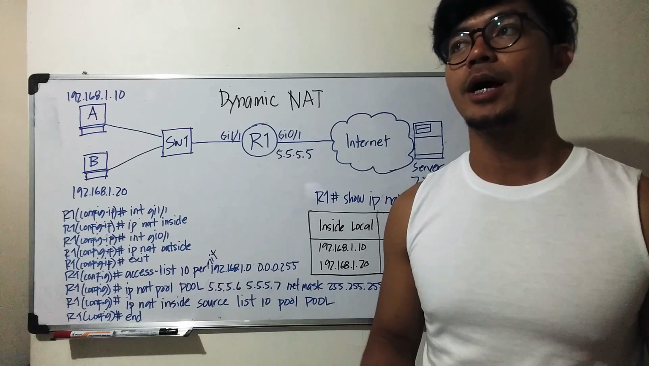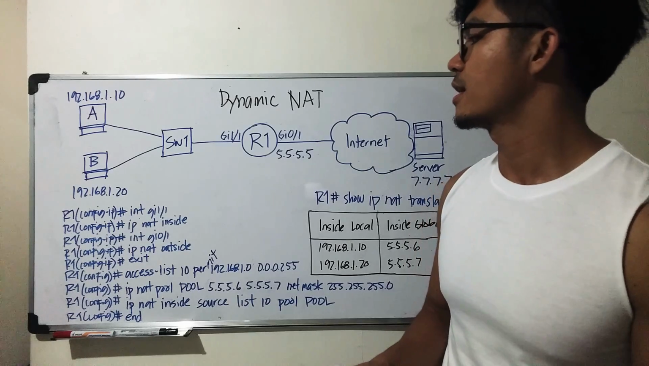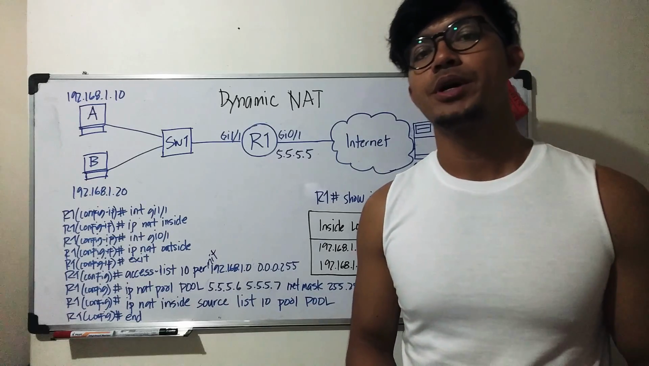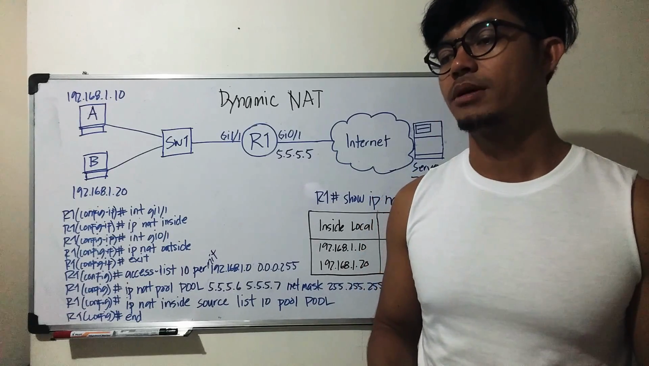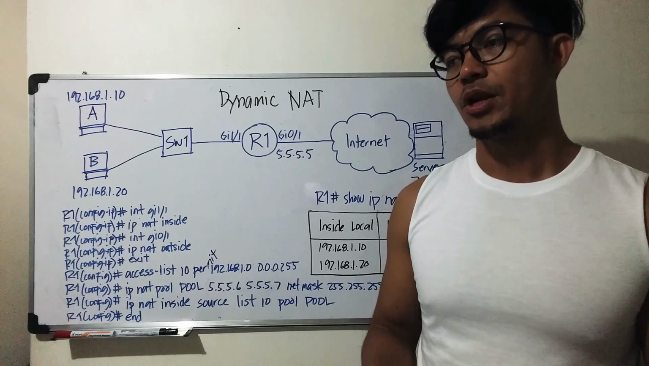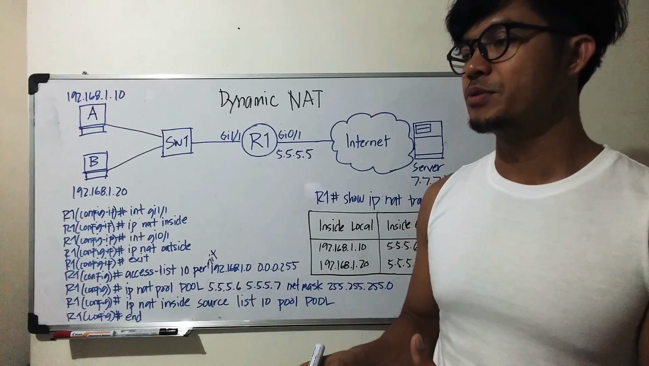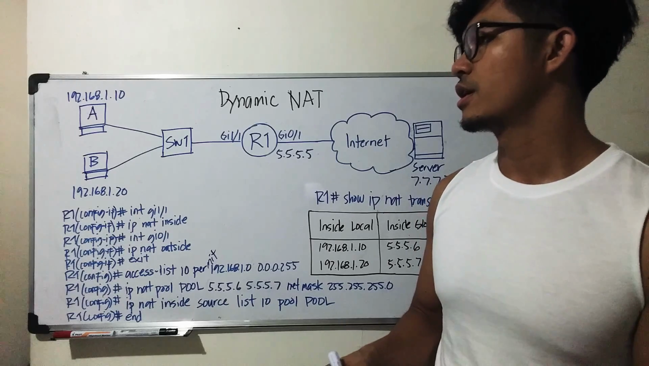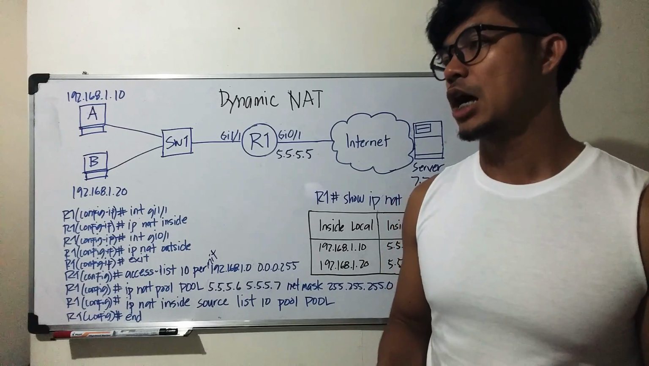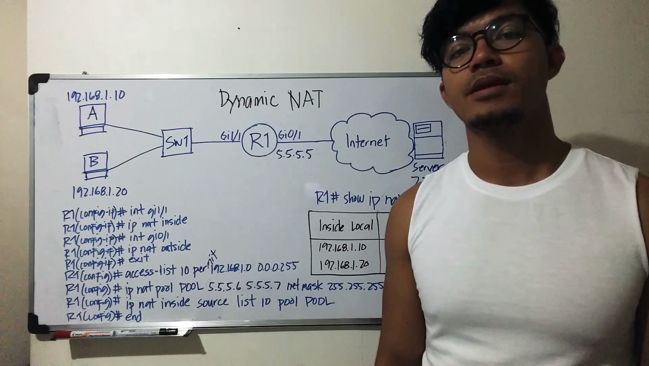In the next video, I'm gonna talk about PAT, port address translation, and like I said in the previous video, PAT is the most common type of NAT nowadays, because you just have one public IP, and you can use ports so you can have separate communications or flows. So that's the next topic.